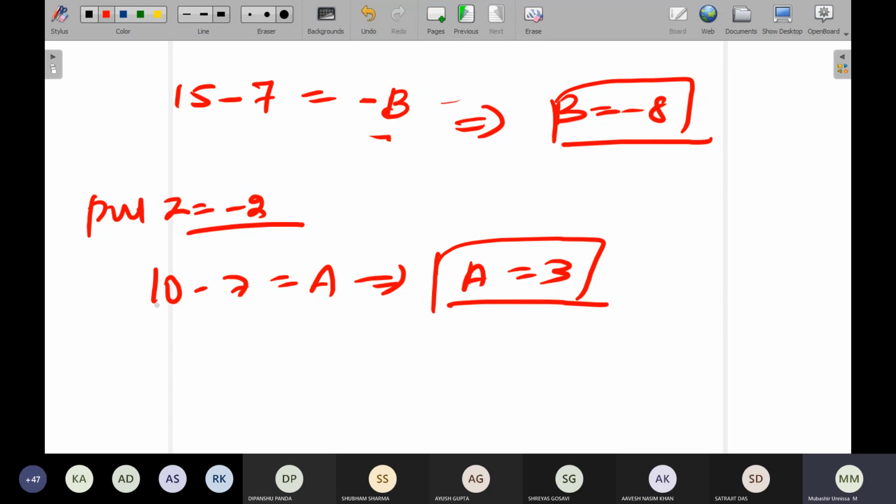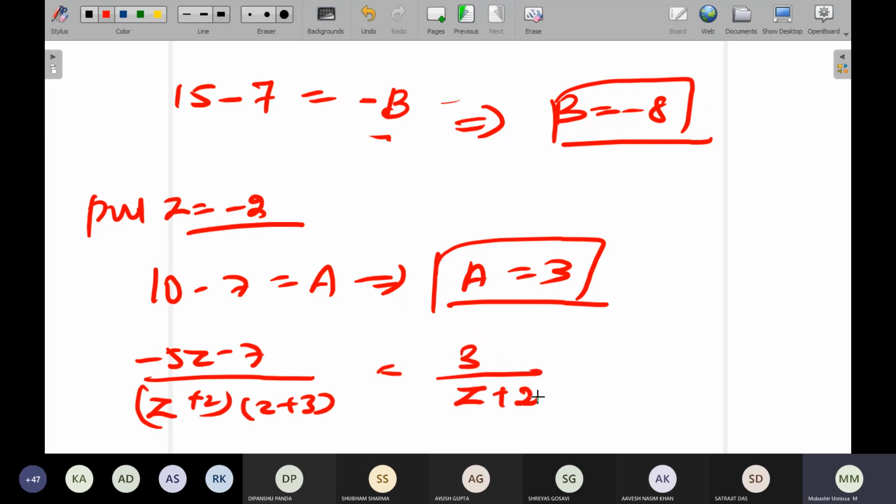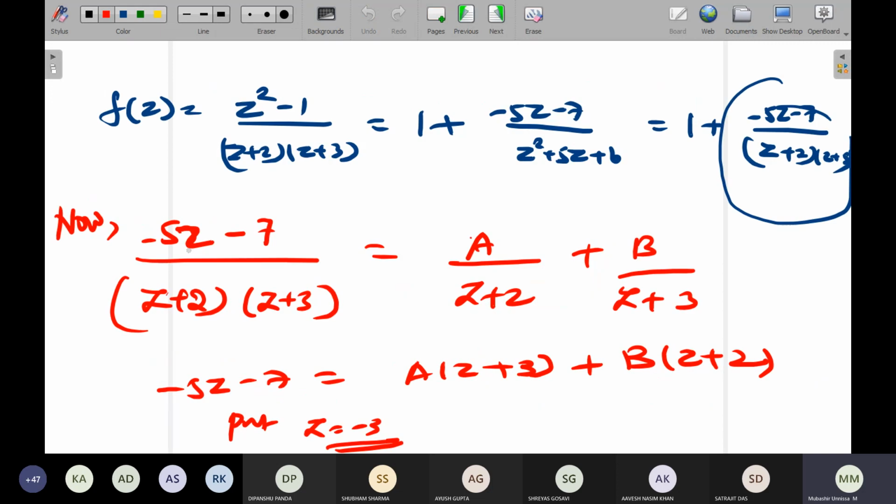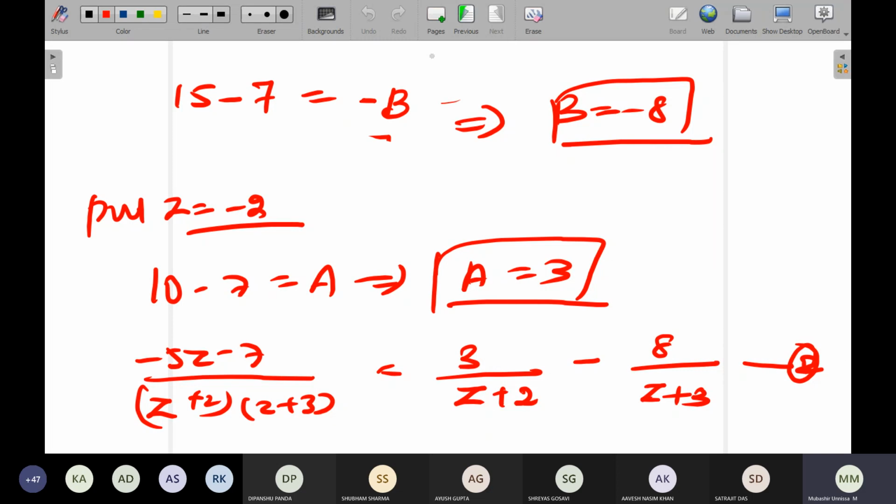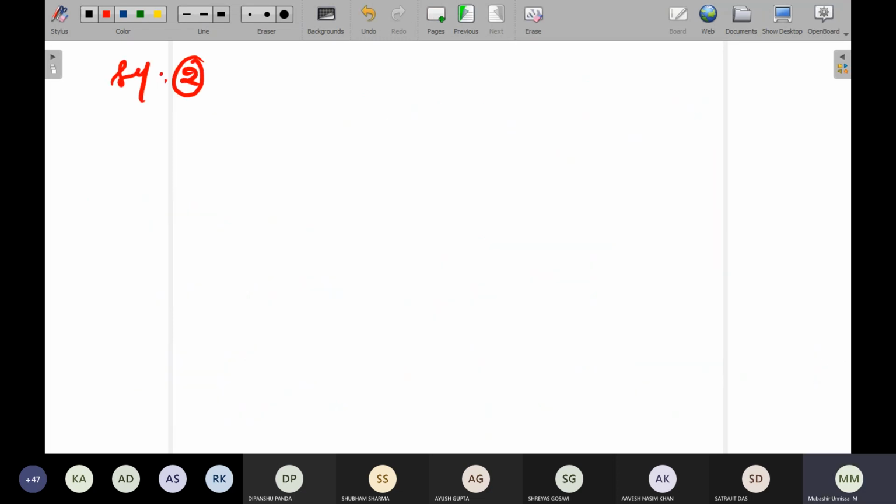Now, what is the partial fraction you had? You had minus 5z minus 7 divided by z plus 2 into z plus 3. So this is equal to, your a value is 3 by z plus 2, and your b value is minus 8 by z plus 3. Now you have got this. You can take it as equation number 2. This you can substitute in this one. So substitute 2 in 1.